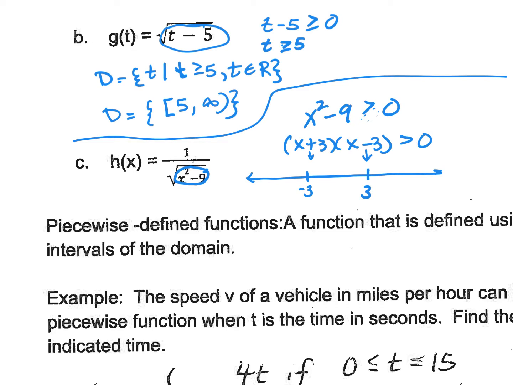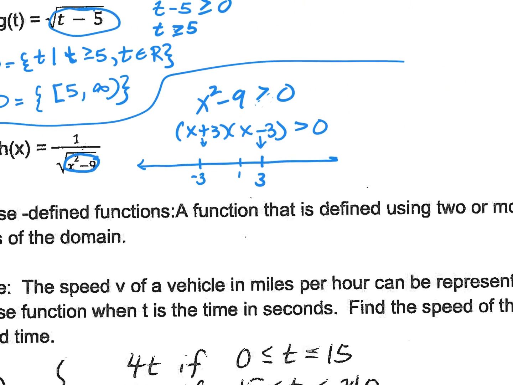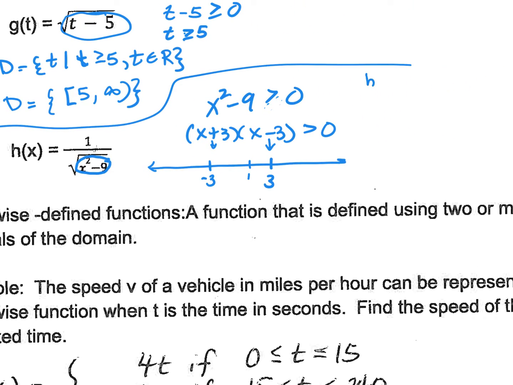So what number lies between negative 3 and positive 3? 0, 1. It doesn't matter. Pick whatever you want. 0 is usually easiest, but we could pick 1. So I'm going to pick the number 1 to test. How do I test it? Plug it in. I find h of 1. 1 over what? 1 squared minus 9. So this is 1 over what? Square root of negative 8. Can we do that? No, party foul, right?